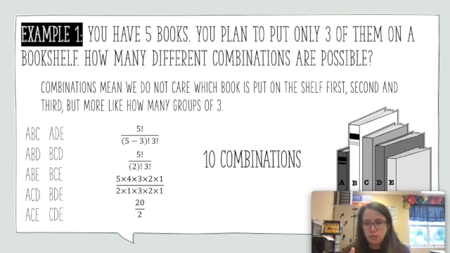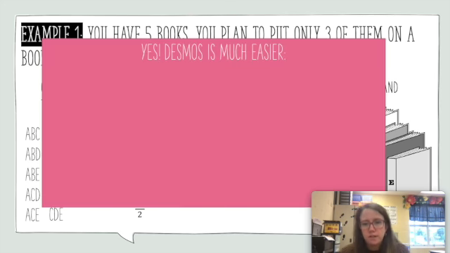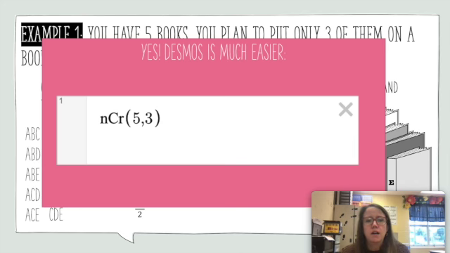And again, with a small sample space, it's easy-ish to write out all of the possibilities. With bigger sample spaces, it's not going to be feasible to do that. Yes, Desmos is much easier. You just have to type this in right here. So nCr, you can actually just type it. You don't have to go to the keyboard and functions that I showed you in the last video. Use a capital C; if you don't do the capital C, it doesn't register correctly. Then in your parentheses, you want the bigger number first, then the smaller number. So 5 take 3, 5 choose 3. You type that in Desmos, you also get the answer 10.